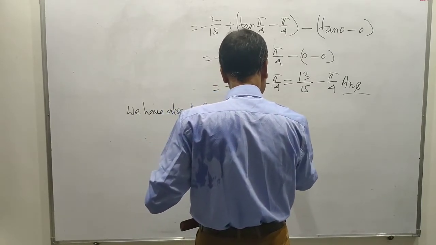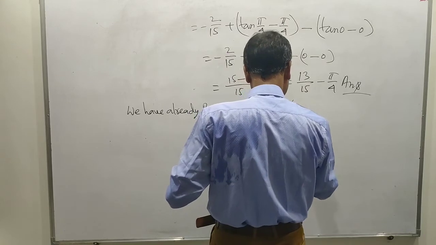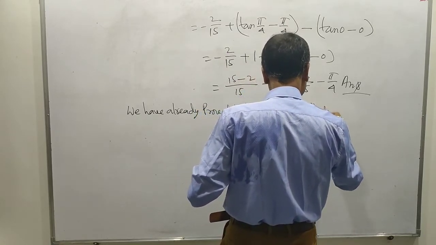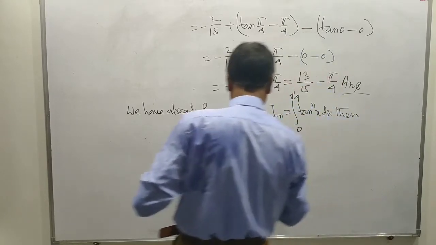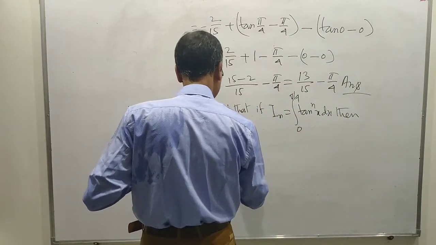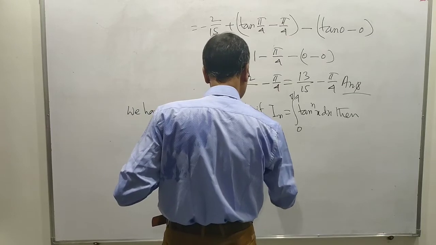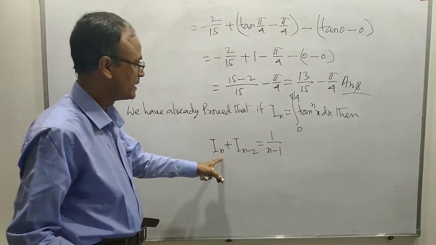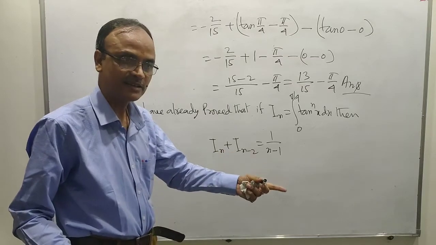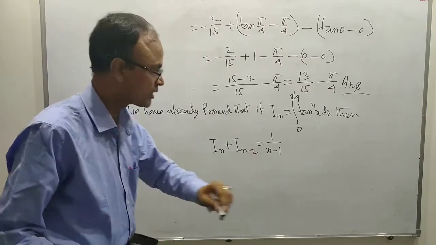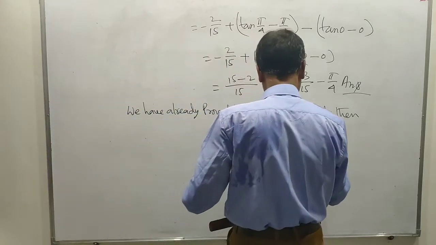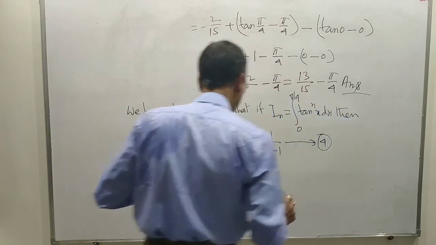If I_n is equal to integration 0 to pi by 4 of tan to the power n x dx, then I_n plus I_(n-2) equal to 1 by n minus 1. You may put 5, 6, 7 like this. You may put n minus 1 also. You may put n plus 1 in 4.